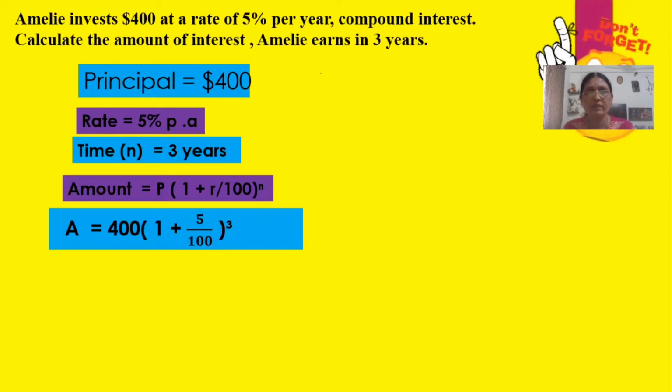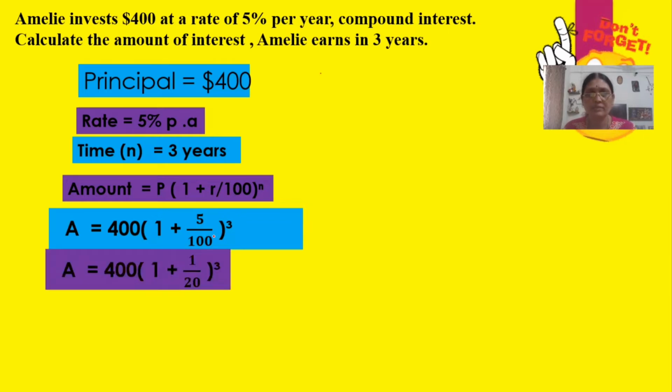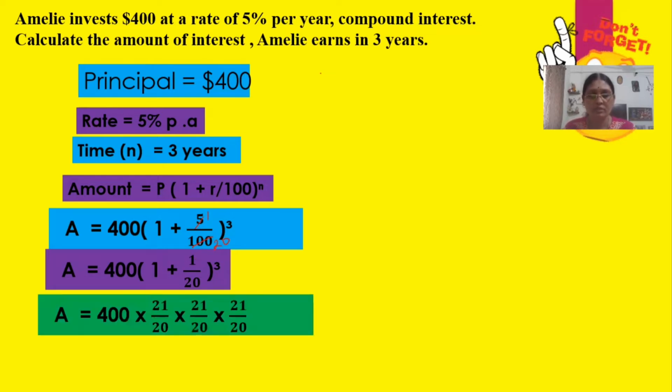So we put the value of principal as 400, 1 plus r, which was 5% per annum, upon 100. When we simplify this, 5 ones are 5 and 5 20s are 100, the LCM is 20, plus 1. So this is how you get 1 upon 20. 1 plus 1 upon 20, you will get 21 upon 20. And on simplifying this, we get the amount as $463.05. Okay, this is the amount that you have calculated.